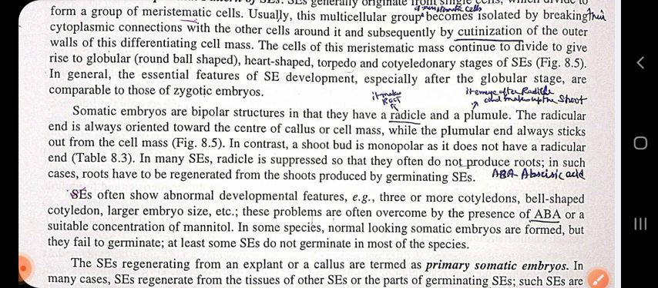But in in vitro culture, we are eager to grow the shoot part first and then the root part. That's a different issue. But here you can see the radical and the plumule, which give rise to the root system and shoot system respectively. The radicular end is always oriented towards the callus or the cell mass, while the plumular end always sticks out from the cell mass. This is given in figure 8.5.